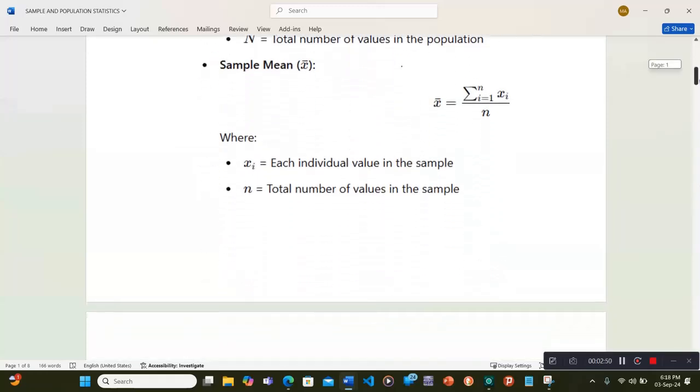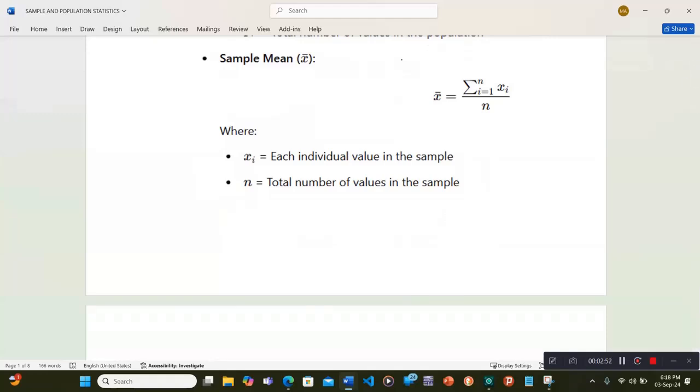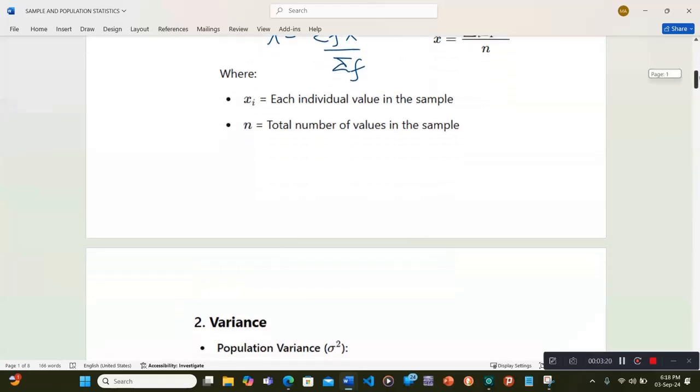What about the sample mean? The sample mean is also adding up the data points in the sample, then dividing by their number, and then you'll be able to get the mean. If they have frequency, the sample mean can also be the sum of fx divided by the sum of f, whereby f is the frequency, of course, and x represents each individual data point.